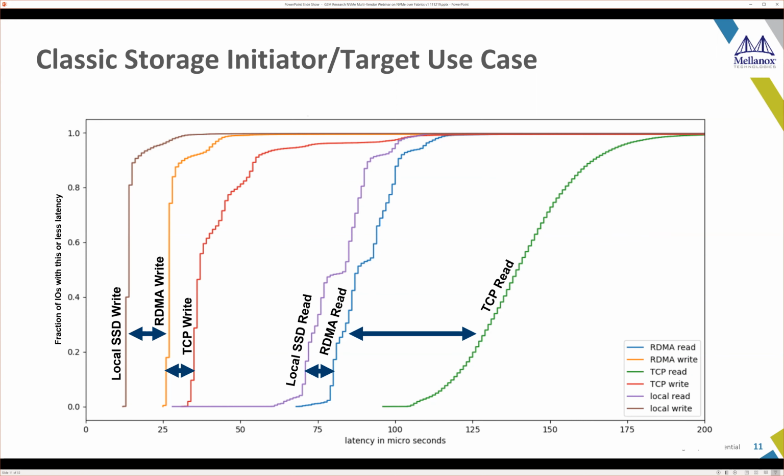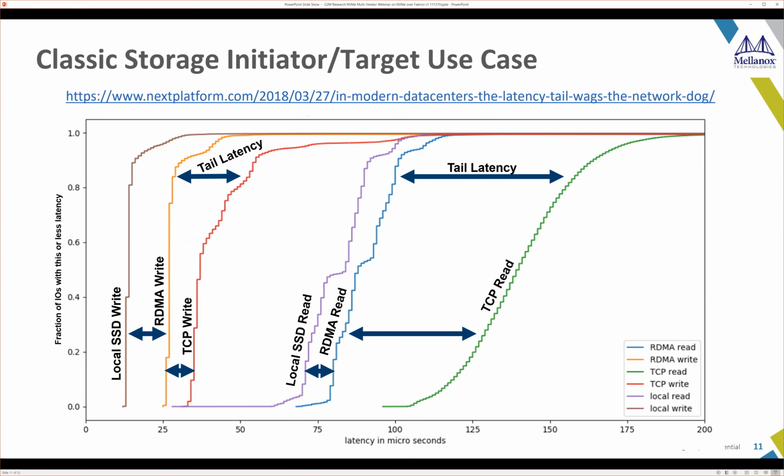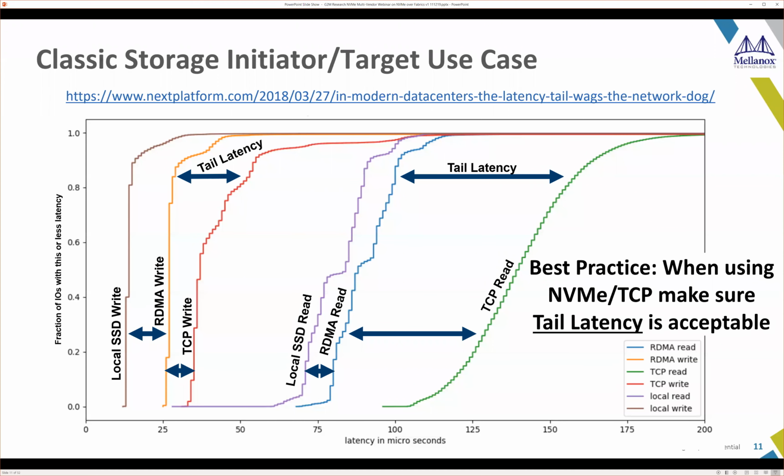But you need to be aware of one thing when you're working with NVMe over TCP, and that's tail latency. Tail latency is important for many applications, and here's a white paper that talks about those. So from a best practices perspective, if you're using NVMe over TCP, you want to make sure you're aware of tail latency and that it's acceptable to the application. Now, don't get me wrong, Mellanox supports NVMe over TCP across all our products, and it fits many use cases very well. You just have to be aware of the tail latency.